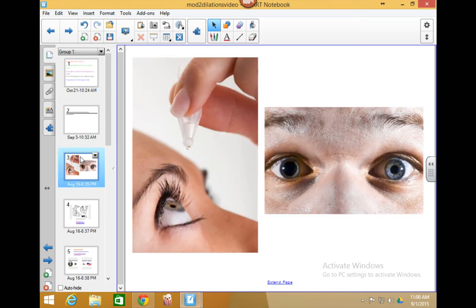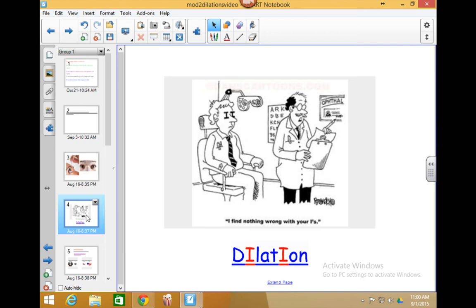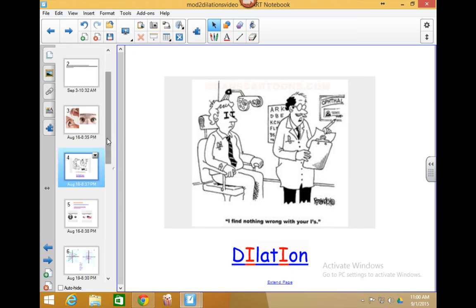So when I think of the word dilation, I actually think of going to the eye doctor where they put drops in your eyes to dilate your pupils. As you notice in this picture, the pupils are dilated. That could mean enlarging them or reducing them and making them smaller. I like this comic. It says, "I find nothing wrong with your eyes." And if you look at the word dilation, I highlighted the two eyes in the word to remind me of going to the eye doctor where they make your pupils larger or smaller.